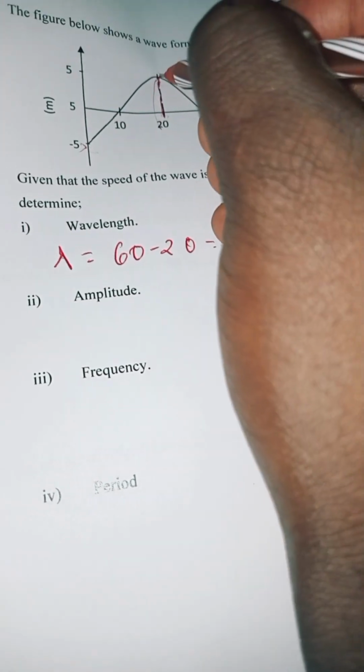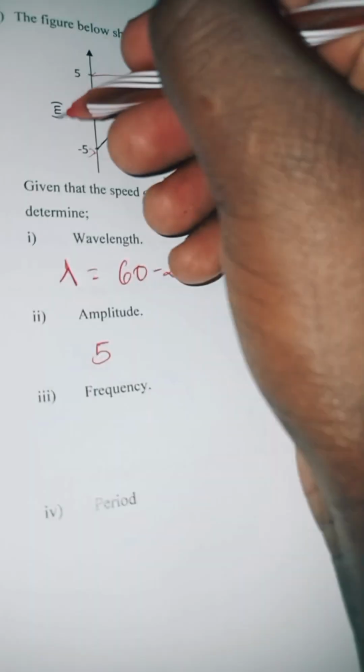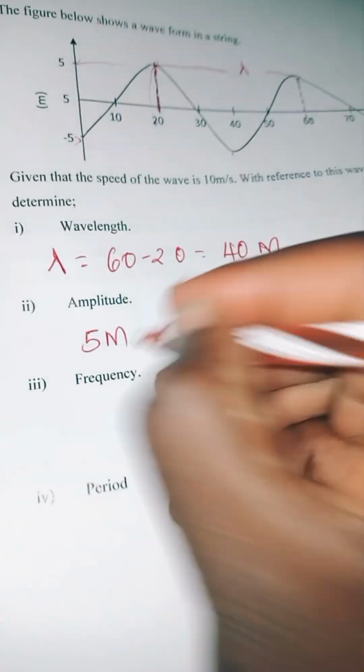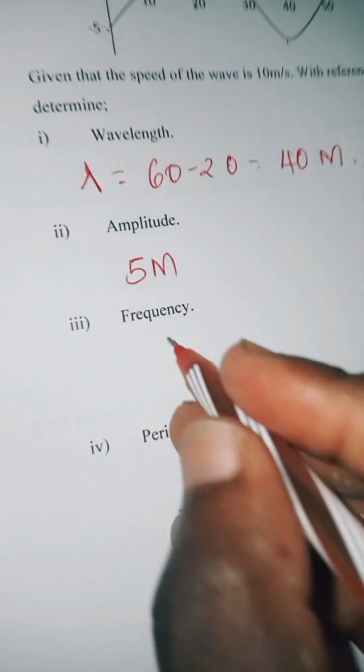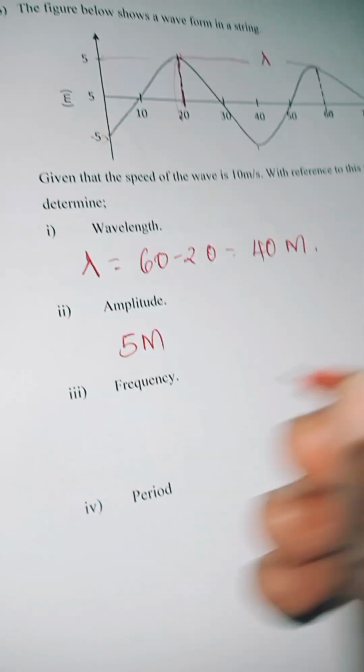You come from here to here, then you read here. So our amplitude is 5, and the SI unit is meters. The third question, they have told you to find the frequency. You have been told the wave has a speed of 10 meters per second.